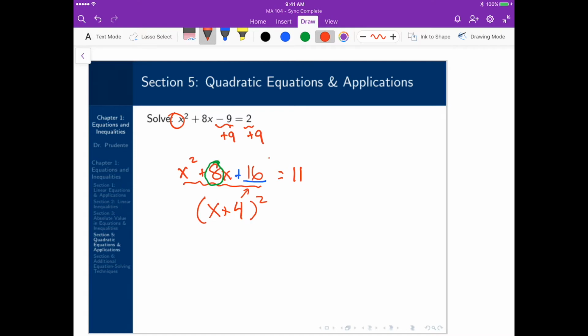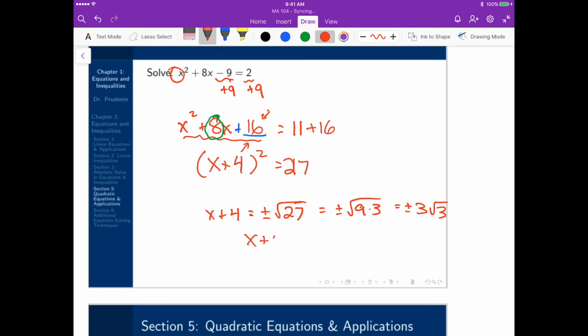And whatever I add to the left side, I have to add to the right side as well. So this becomes 27. I can take the square root of both sides, but using my square root property, I need a plus or minus root 27. We can actually simplify the square root of 27. That's 9 times 3. 9 is a perfect square. Plus or minus 3 root 3.